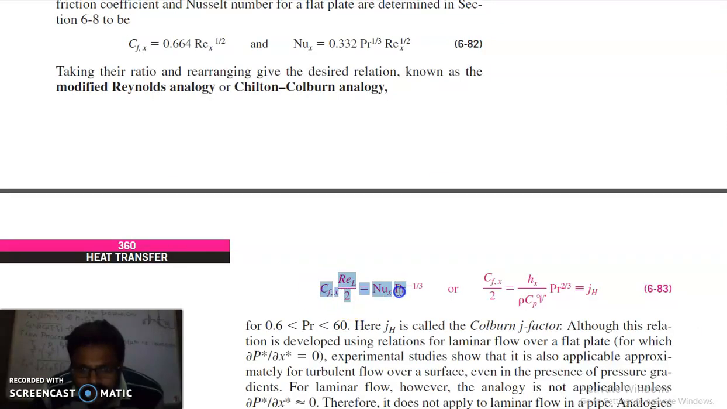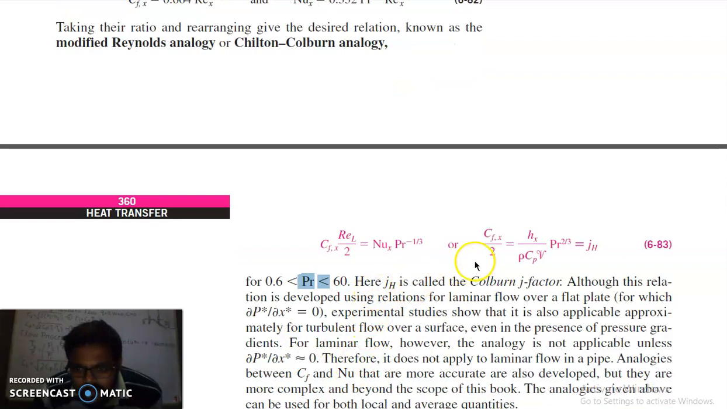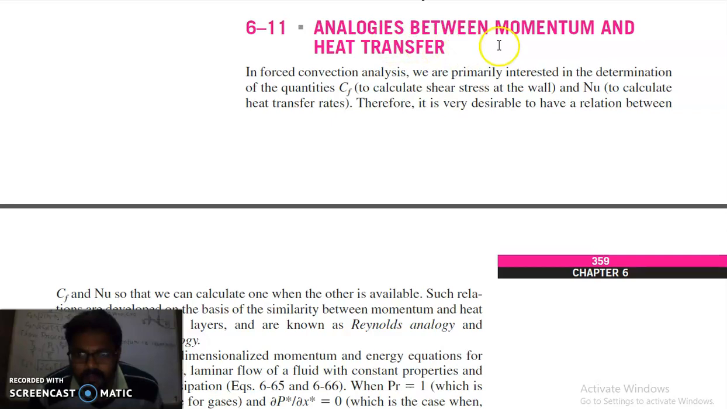So this analogy is valid for a wide range of Prandtl numbers as compared to the previous analogy, which is valid only for Prandtl number equal to 1. On rearranging you will get this equation here, and this factor is called jH, the Colburn j factor. This relation was developed using relations for laminar flow over a flat plate. Experimental study shows that it is applicable approximately for turbulent flow over a surface, even in the presence of pressure gradients. So this is all about the analogies between momentum and heat transfer.